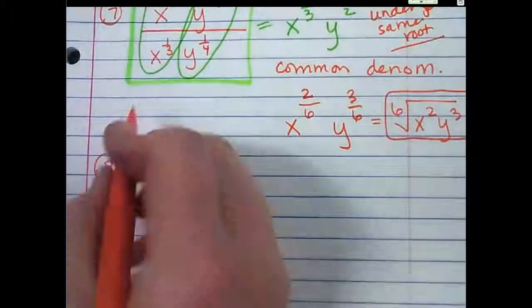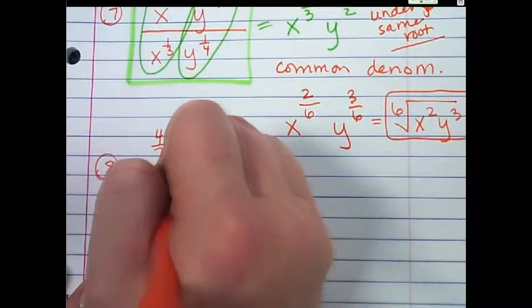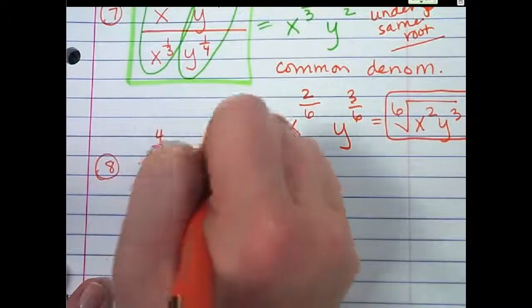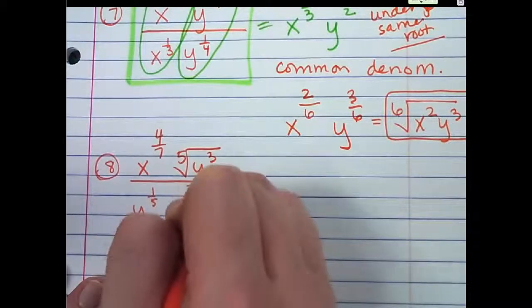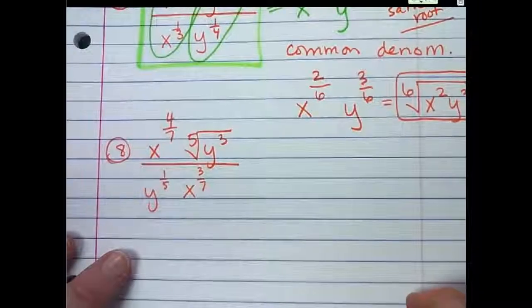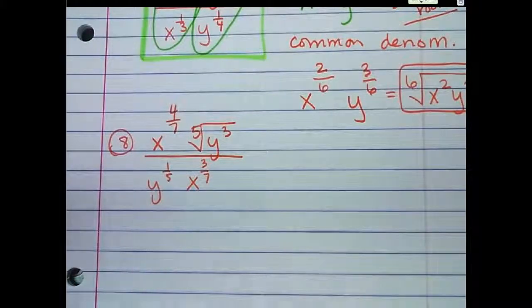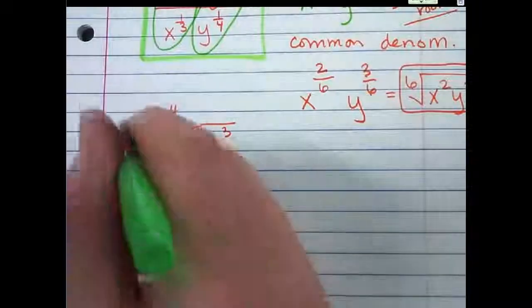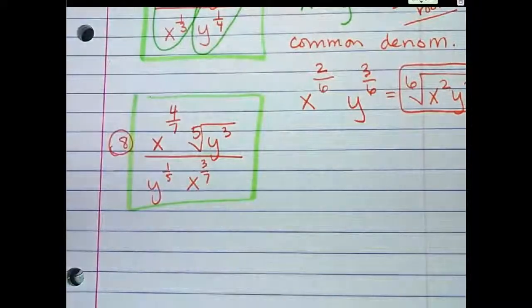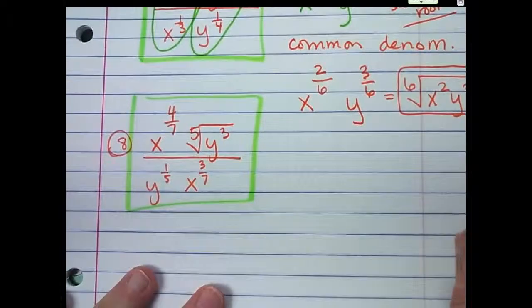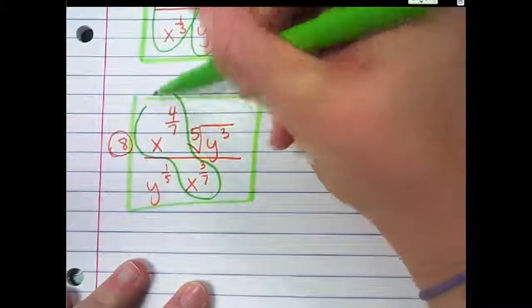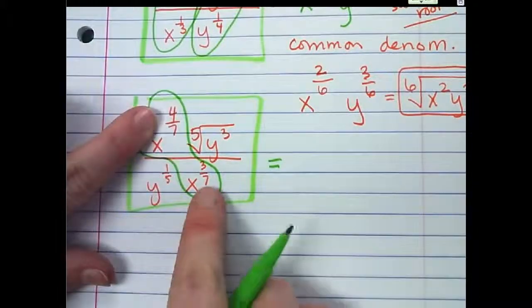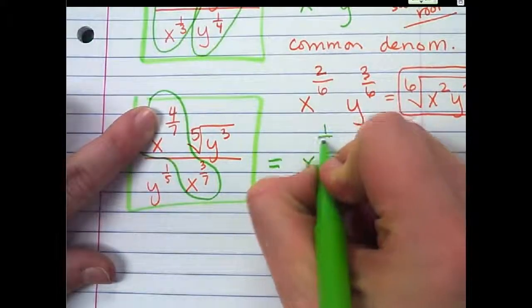One more. That's a 1/5, and that's a 3/7. I know it looks ugly. It's not bad, I promise. So we can subtract our x's. x 4/7 minus 3/7 is 1/7.